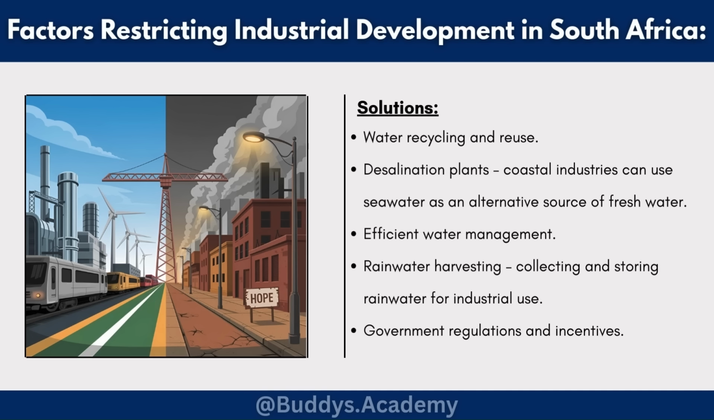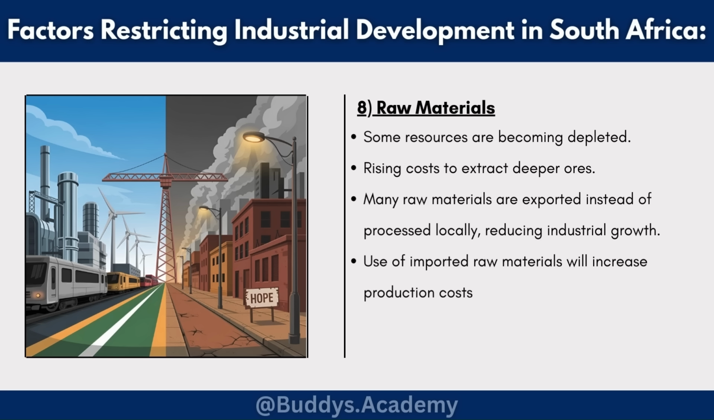Another solution will be your efficient water management. So that's going to be introducing your water saving technologies like closed loop cooling systems in factories. We have your rainwater harvesting, which is collecting and storing rainwater for industrial use. And lastly, we have your government regulations and incentives. This is basically going to be your policies which are going to encourage industries to use water responsibly and invest in sustainable systems. Our eighth and last factor is going to be your raw materials.